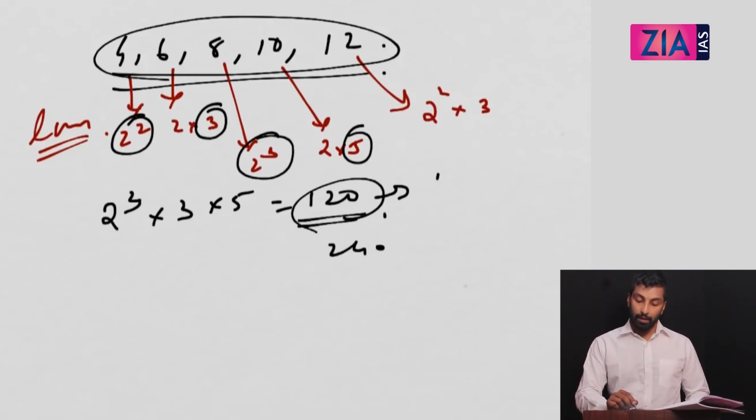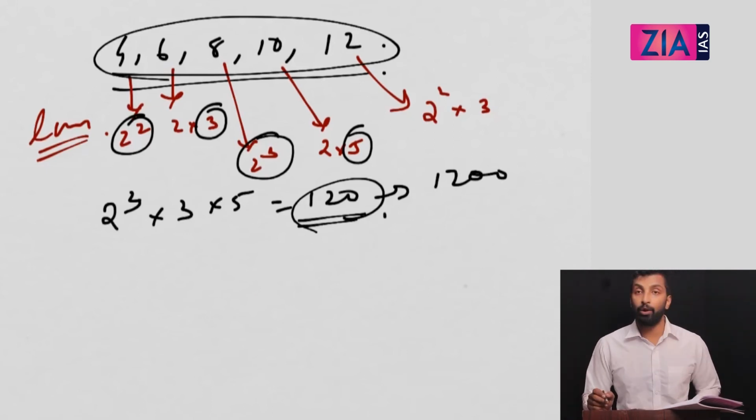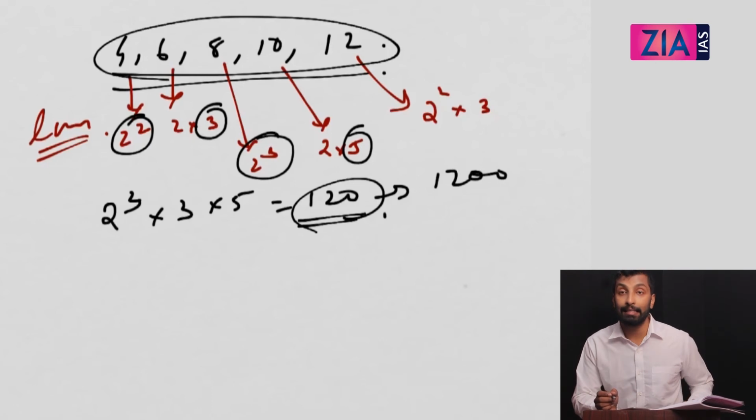If 120 is divisible, 1200 will be divisible. If 240 is divisible, 2400 will be divisible. Like this, there are many numbers. Okay. So we are looking for a multiple of 120 less than 2000.